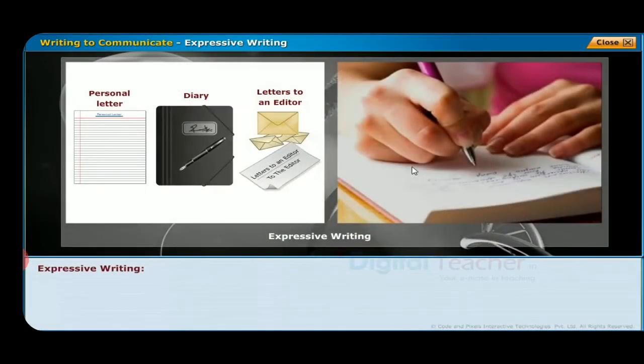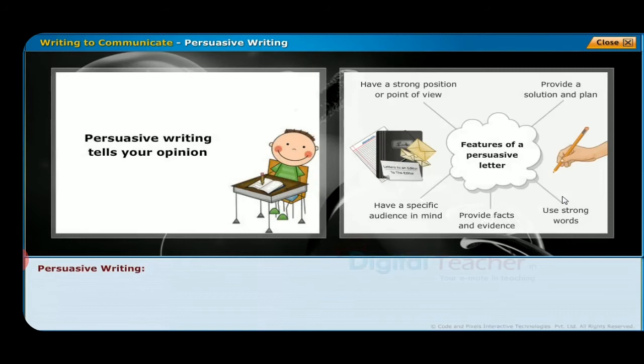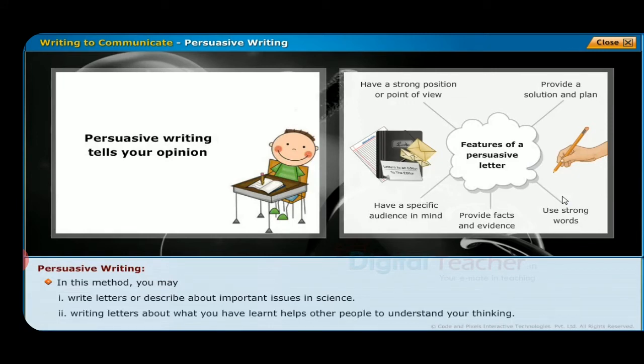Expressive writing. In this method, you may write letters, poems, songs. Persuasive writing. In this method, you may write letters or describe important issues in science. Writing letters about what you have learned helps other people to understand your thinking.